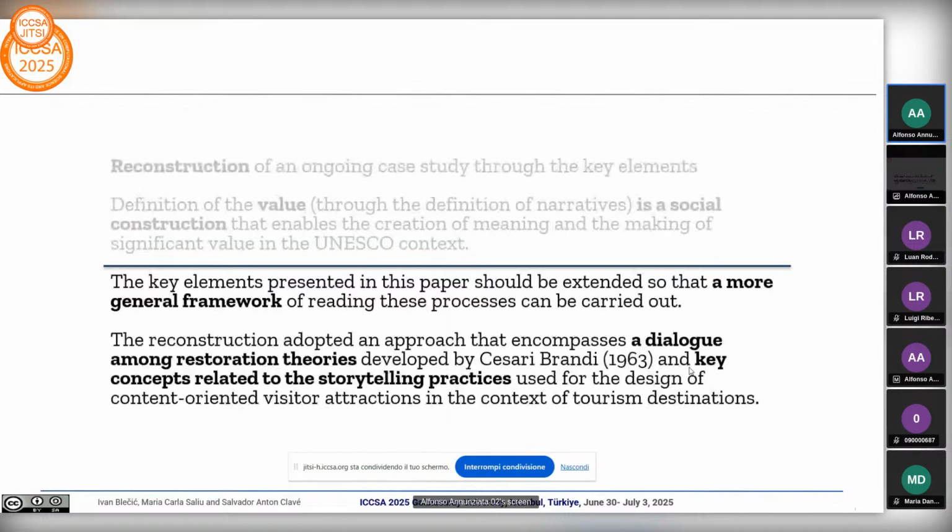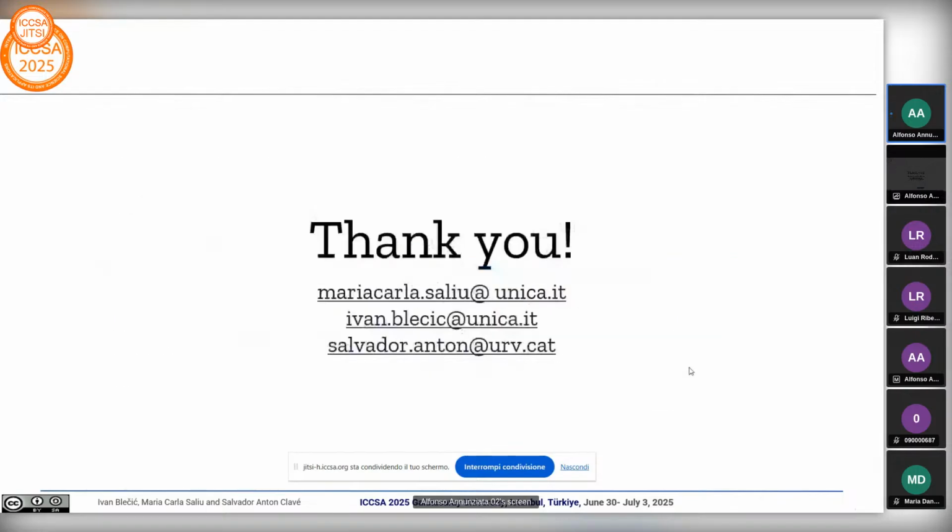The key elements that we identified and presented in this contribution should now be extended so that a more general framework for reading this kind of policy process can be developed. And finally, this reconstruction adopted an approach that encompasses a dialogue among different disciplines, like the restoration theories developed by Cesare Brandi and key concepts related to the storytelling practices used for the design of content-oriented visitor attractions in the context of tourism destinations. I finish my presentation, so thank you.